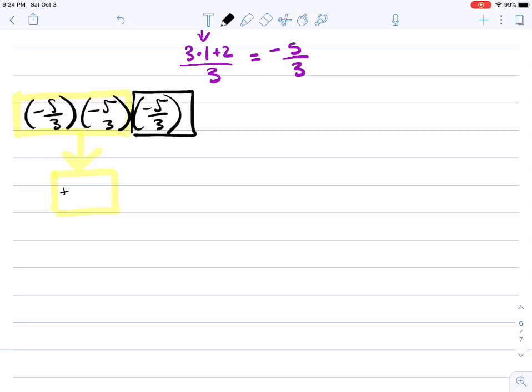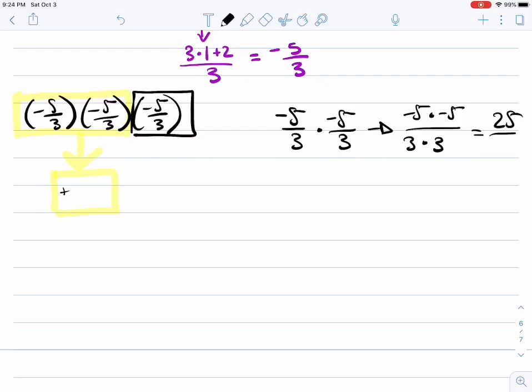And I'll do this work off to the side. Times -5/3. That is -5 times -5/3 times 3. And that gives me 25/9. So I'm going to put that in the highlighted box. Bring down everything I was saving for later. And now I have this multiplication problem.